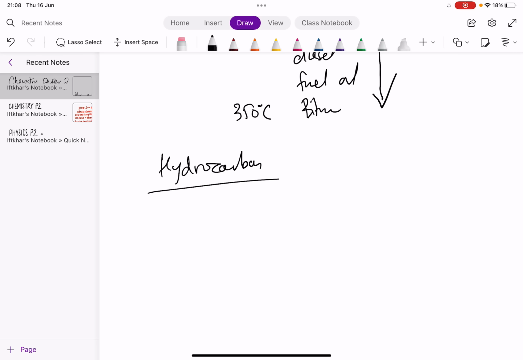Fuels will burn, and with burning you will need to know what combustion is. Combustion is basically a hydrocarbon reacting with oxygen, forming carbon dioxide and water. Again, you must balance these equations.